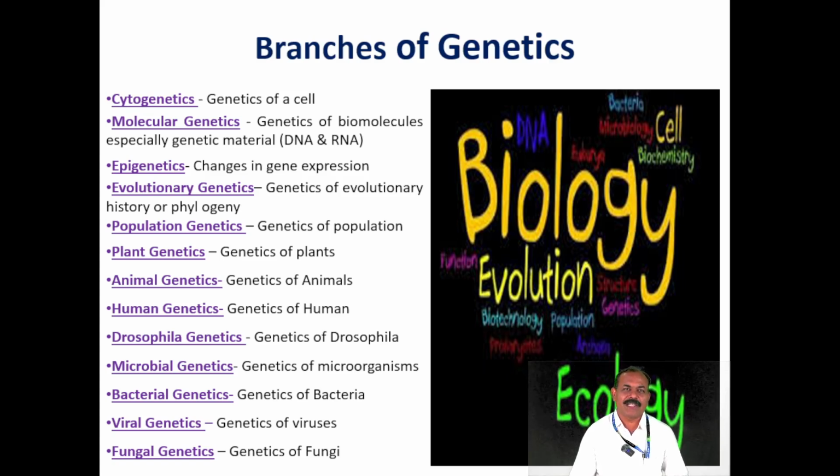So all these are the different branches of genetics, and everywhere you are going to study the heredity and variations among that particular group of organisms. For example, if it is microbial genetics, here we are going to study the heredity and variations among the microorganisms, and likewise. Got it? Now next.